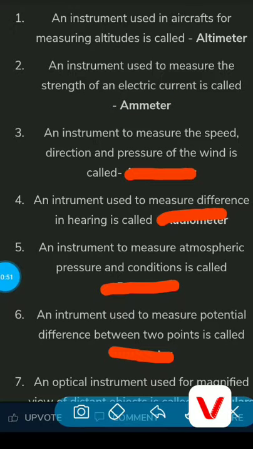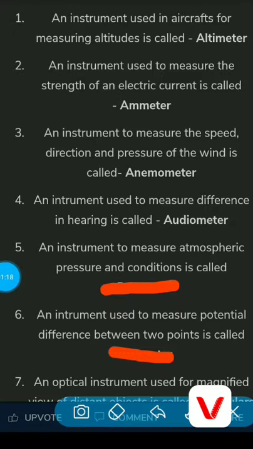Third question, an instrument to measure the speed, direction and pressure of the wind is called an anemometer. Okay, the speed, direction and pressure of the wind, that means that instrument is called anemometer. Fourth question, an instrument used to measure difference in hearing is called an audiometer.